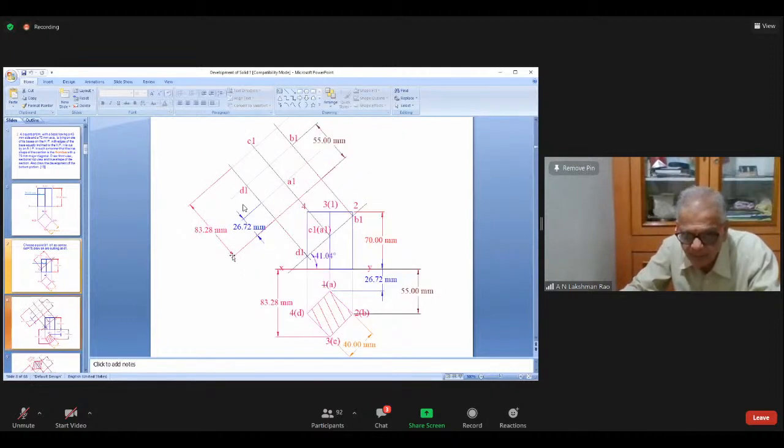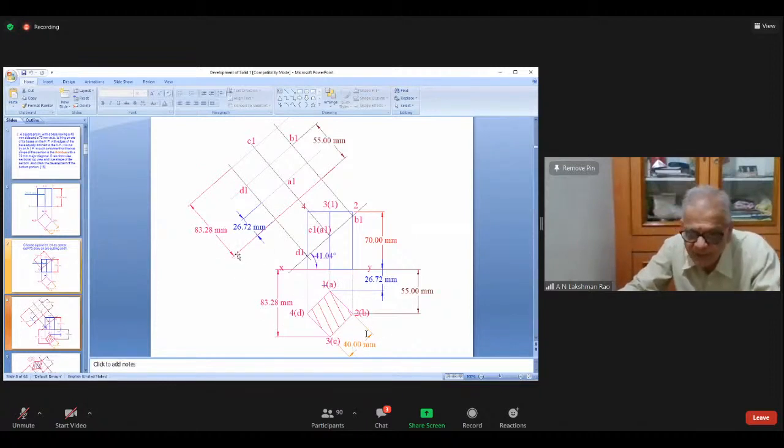Now, I am doing the same thing. I have marked a new reference line. Here, I am measuring the distances. All distances I have marked here. See, for example, this is 83.28. This is 26.72, A. And B and D are 55. BD are 55, A is 26.72, and C is 83.28. I have taken the measurements.